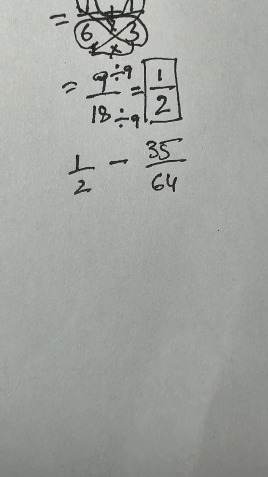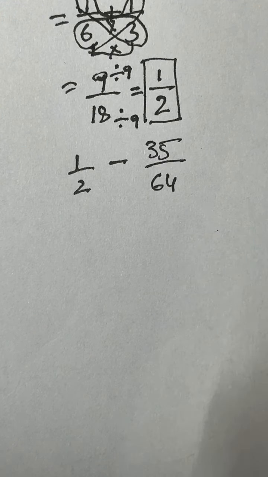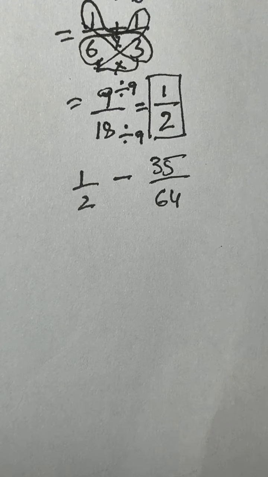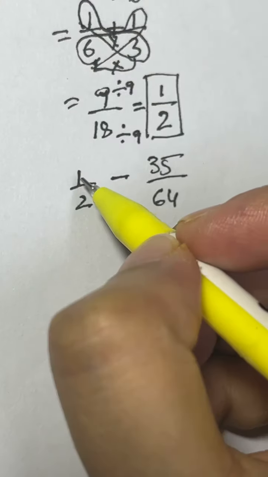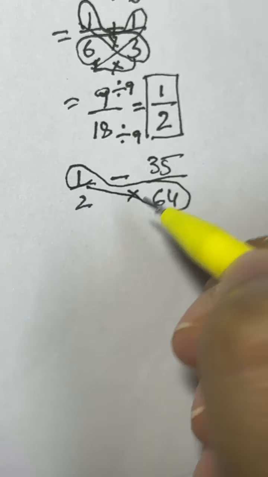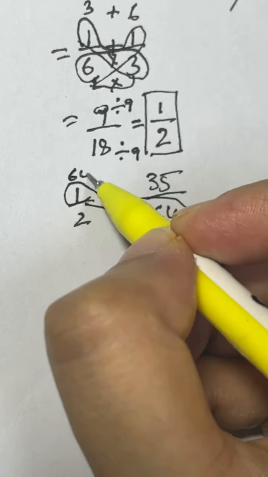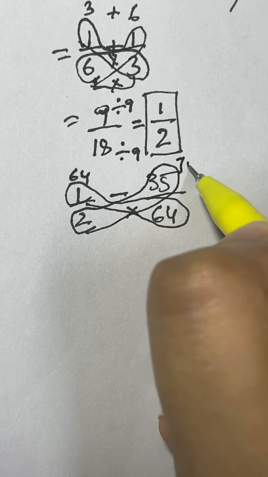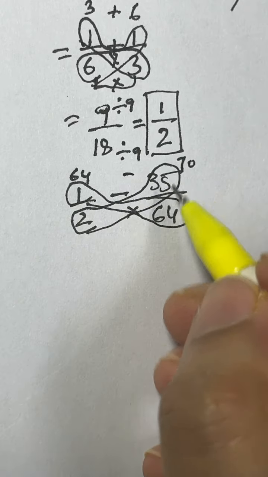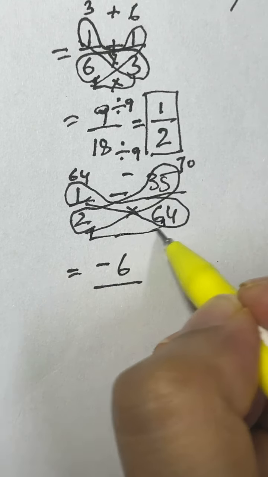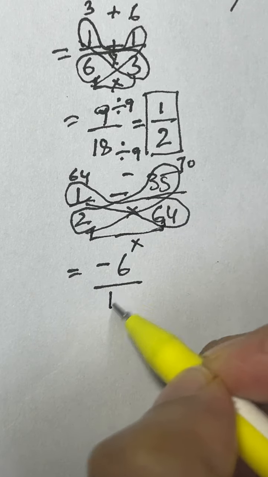So what's the LCM? Or you can even use the butterfly method again. No need to take out the LCM, because the LCM will be 192 and it's large. Okay, let's try out the butterfly method again. So you have 1 times 64, that gives you 64. Okay, 2 times 35 is 70. So you have 64 minus 70, that gives you -6. 64 times 2 is 128.